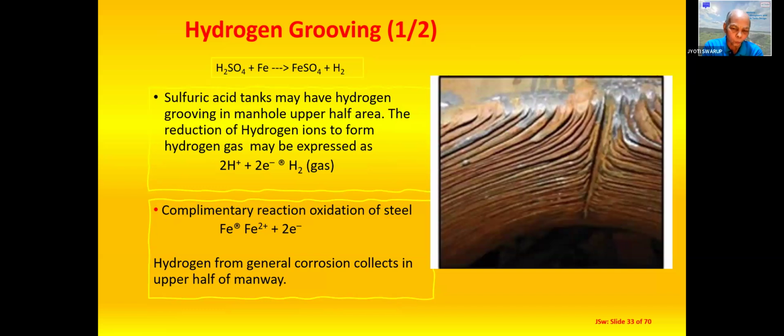Now, hydrogen growth is one of the typical problems that you see in a sulfuric acid tank. What if we see the basic formula: H2SO4 plus iron equals FeSO4 plus H2?